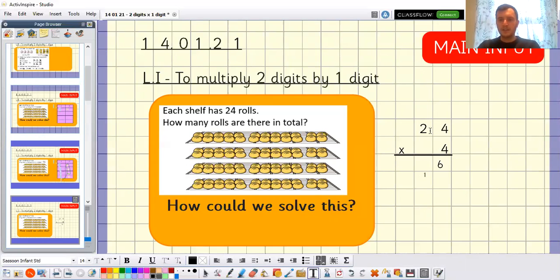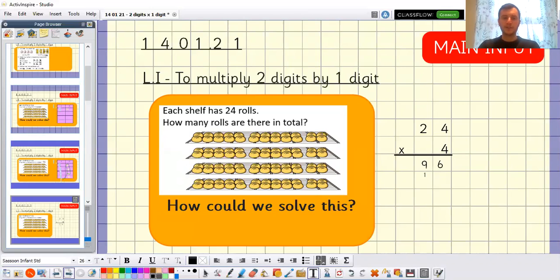Next, I've got 2 10s times 4 10s. So 2 times 4 is 8 10s, but I've got to remember this 1 here. So if I have 8 10s and I get an extra 10, there'll be 9 10s in total. So you can see another quick way to solve our multiplication calculation. We've just got to remember that when there's some regrouping, that's how we show it.